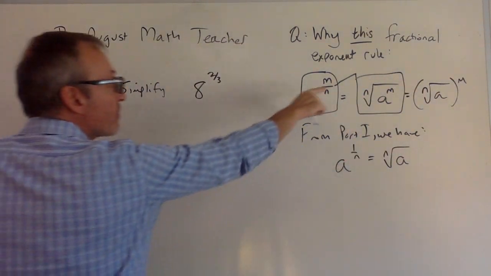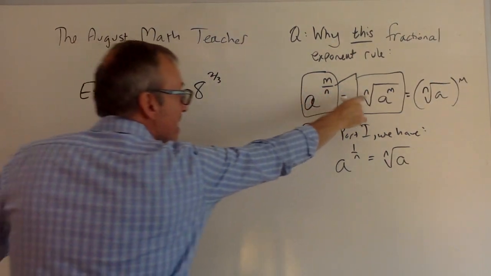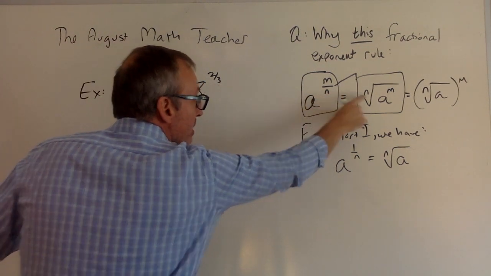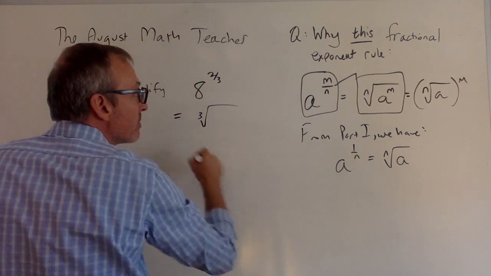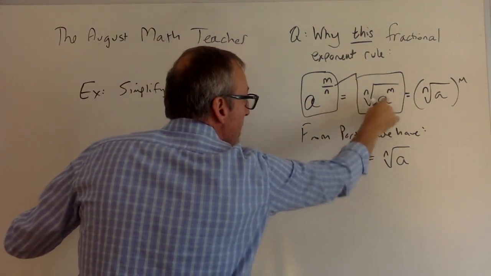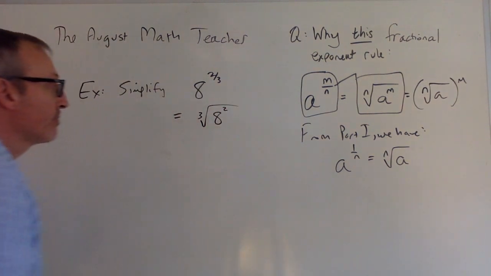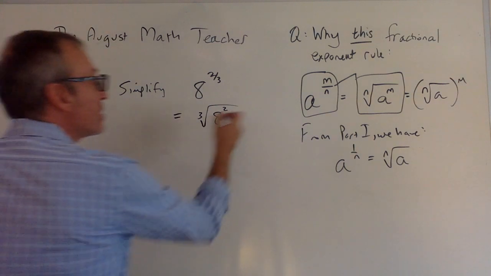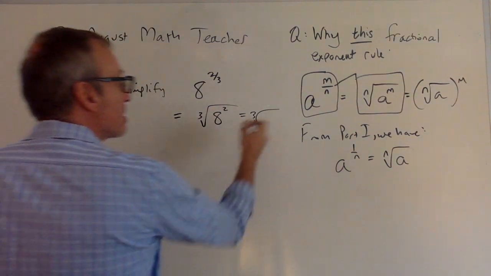So if you look at that first one that I boxed, then I just write what it says. It says take n, notice it's the denominator. The n here, the root, is that number down there. It's the third root of 8 to the power of the numerator, so 8 squared. That's the third root of 8 squared, which is the third root of 8 times 8, which is 64.